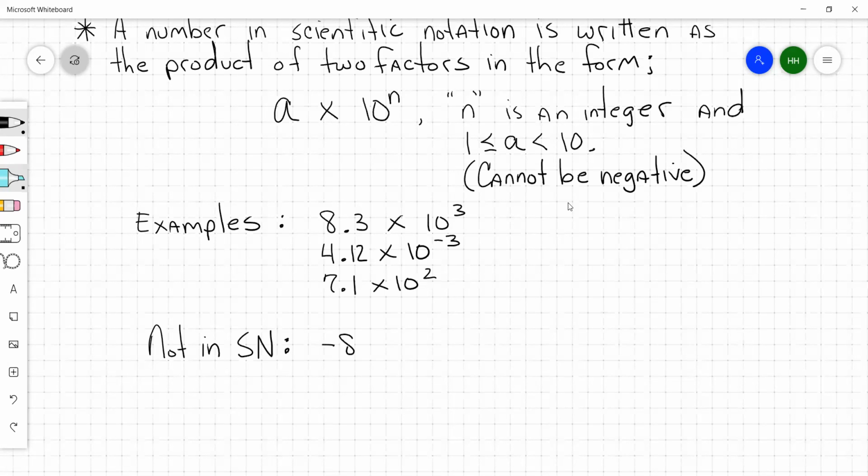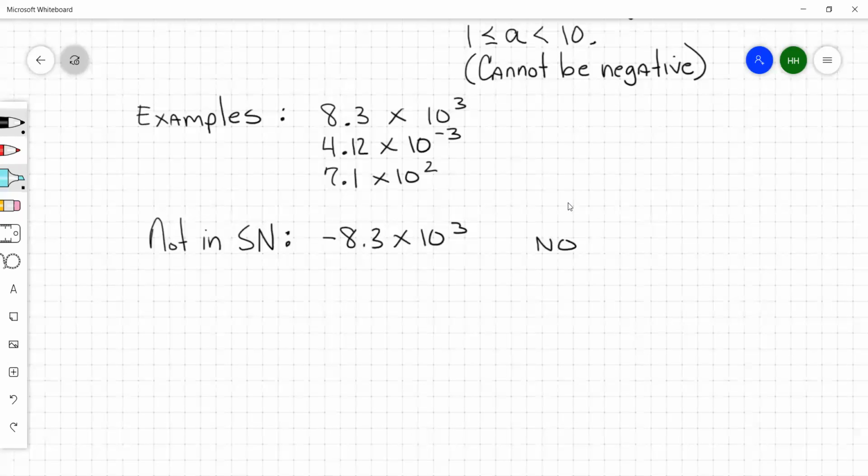If you had negative 8.3 times 10 to the third, that's a no. Your A cannot be negative. You can't have 83 times 10 to the third, because this first number's got to be greater than or equal to 1 and less than 10. So this is a no as well.